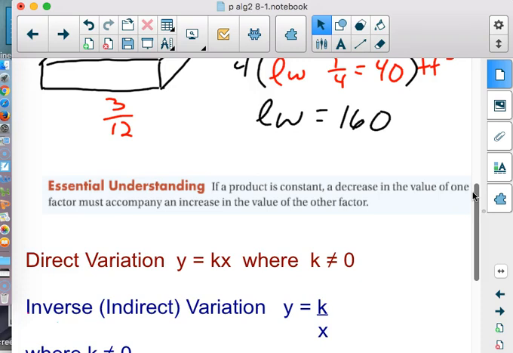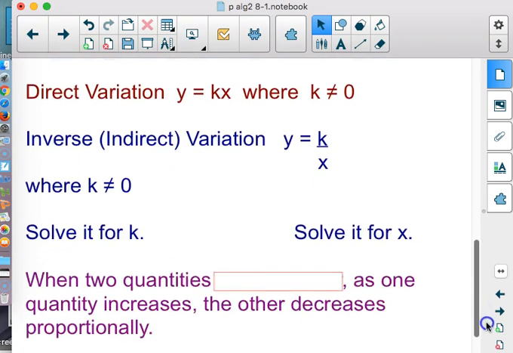So, relationships where both of them go up are direct. One up, one down, inverse, indirect. And we have to recognize these. We have to know which one is which, and how do we write them. That's our job. Find K and write it.